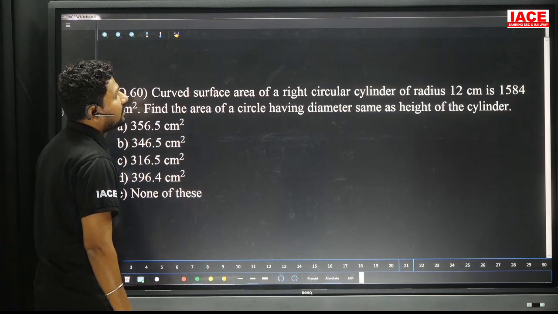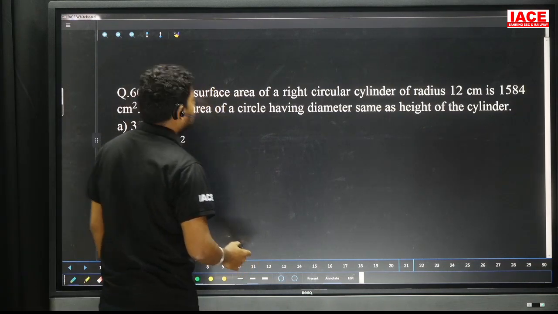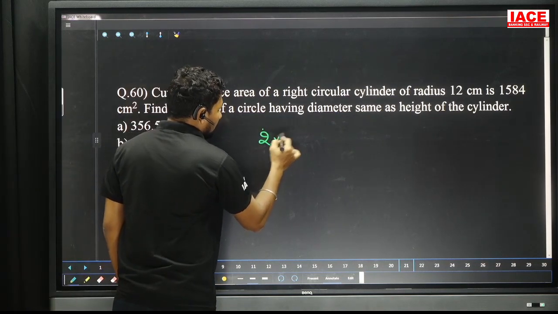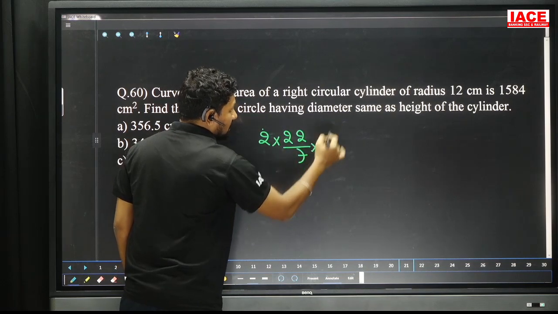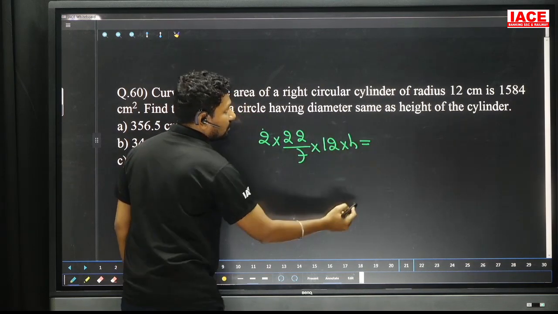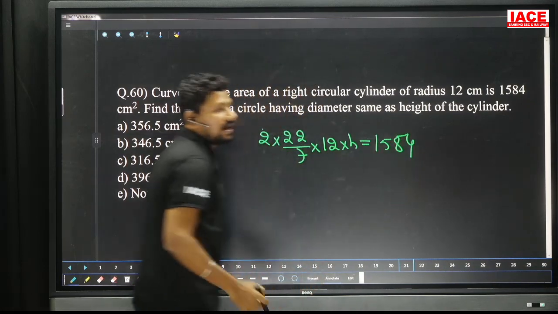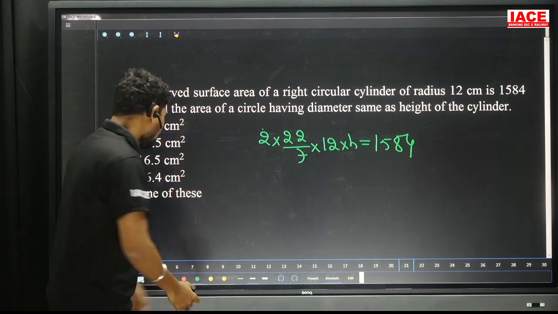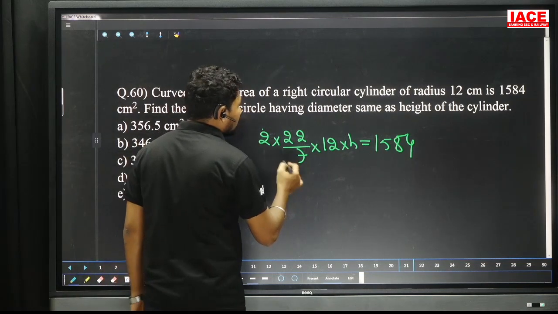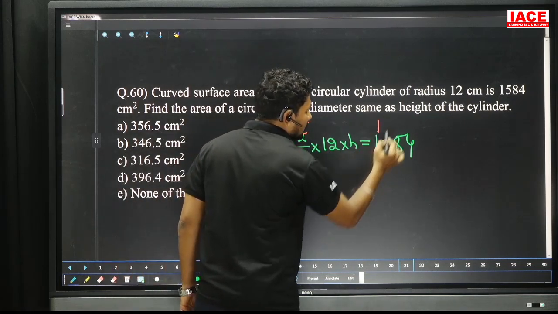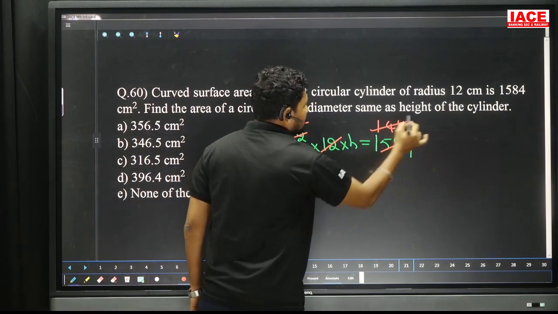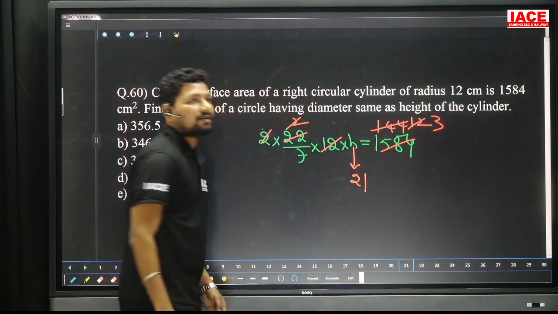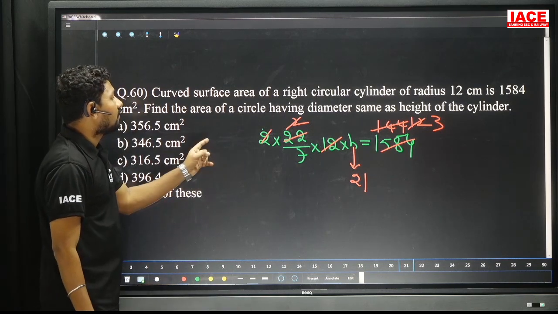Next, the curved surface area of a right circular cylinder with radius 12 centimeter is equal to 1584. Curved surface area of cylinder formula is 2 pi r h. 2 into 22 by 7, radius is already given, 12 into h is equal to 1584. I need the height value here. Cancelling the numbers with 11, finally we get h equal to 21. The 21 is the diameter of the circle.